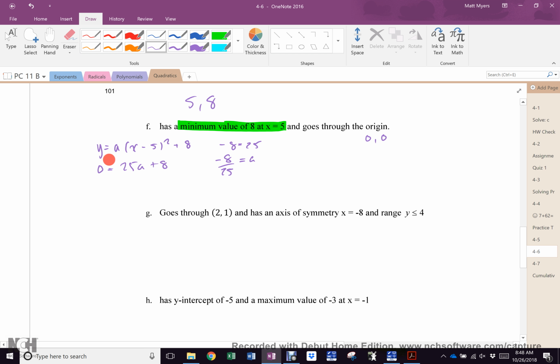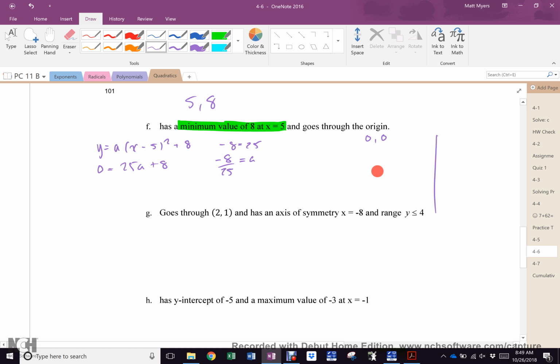When I moved that 8 over, it became negative, right? Divide by 25. So all this is cool, right? So what has happened here? Have we done our math correctly? Yeah. So what is the only explanation for this? We've done our math right?